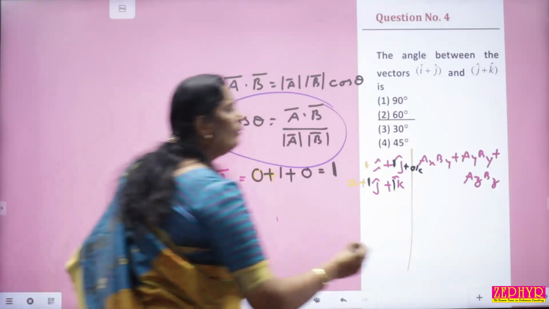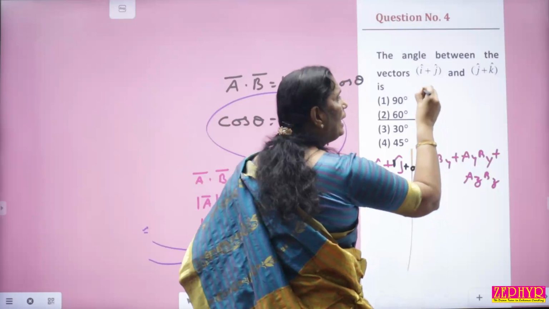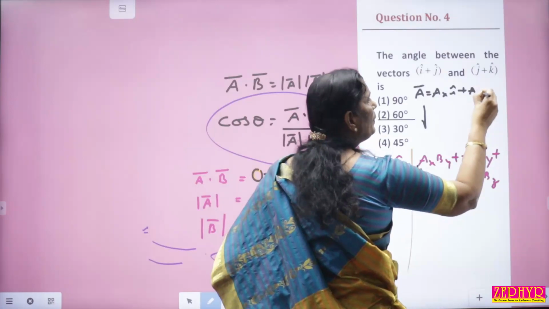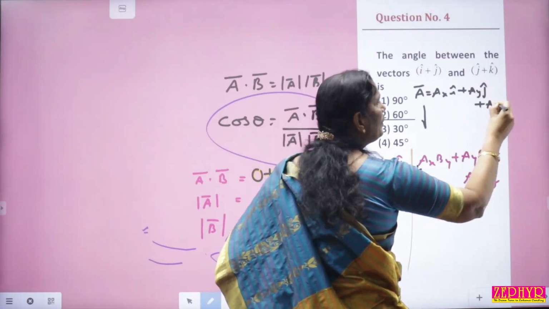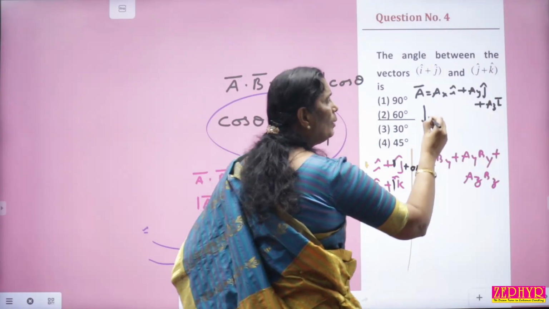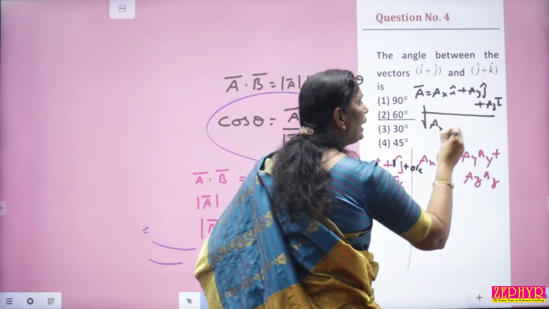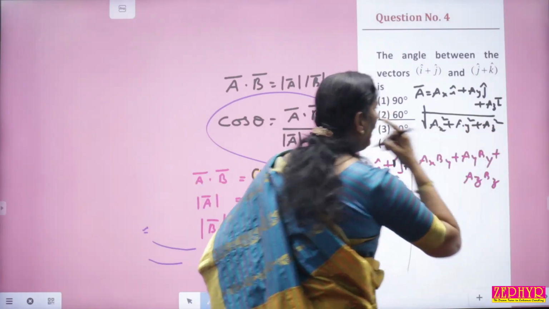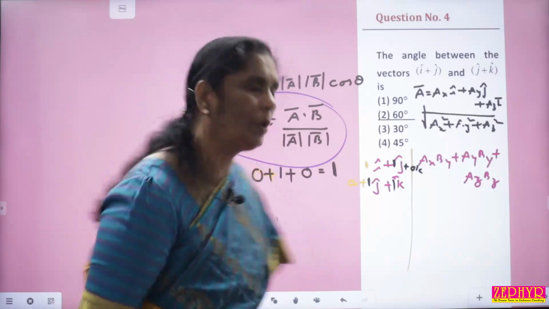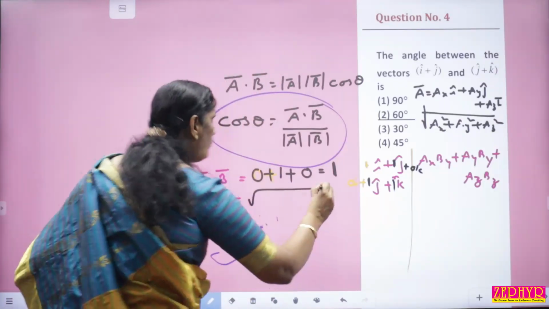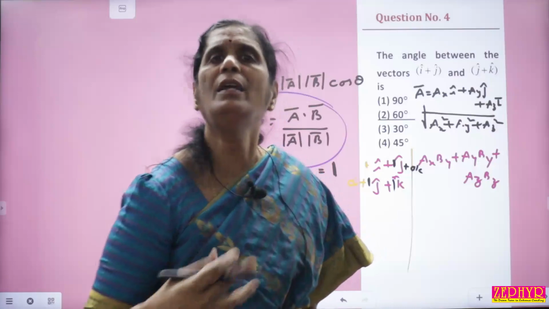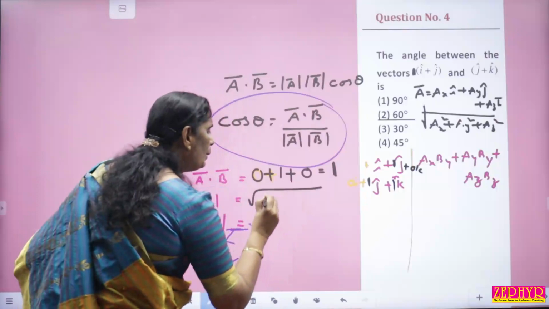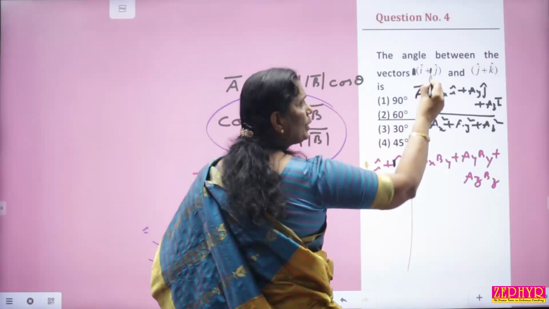Next, we need mod. For any vector, what is mod? The vector is equal to ax i cap plus ay j cap plus az k cap. So mod is the root of ax square plus ay square plus az square. Like that, we can do it for B also. When we apply the formula, we square the coefficients and add them, then take the root. What is the i bar coefficient? 1, right? So we square 1. How much is the j bar coefficient? 1, right?